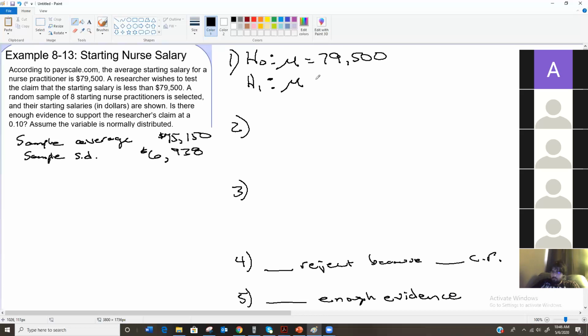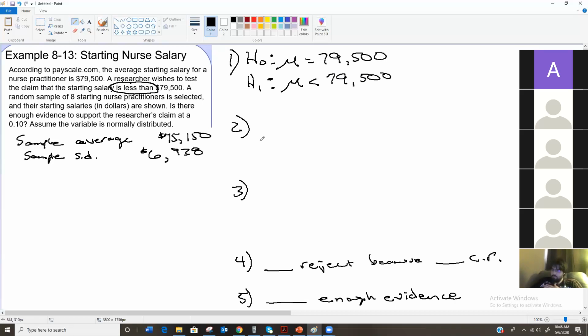Is it not equal to? Nope, not in this case. Less than, right? Less than. Right here, you got to watch for this. A researcher wishes to test the claim that the starting salary is less than. Oh, I was looking at enough. Oopsie. So you want to look for the keywords less than, lower than, under, things like that. Anything, if it indicates a direction, you have to do that direction. So this one does indicate we're looking to see if it's lower. So we do that.